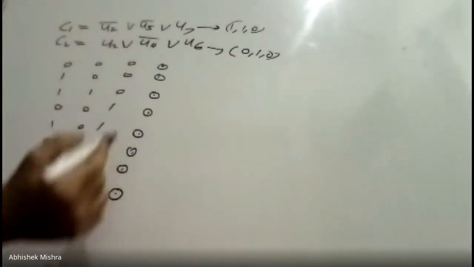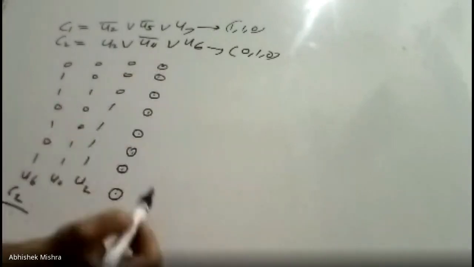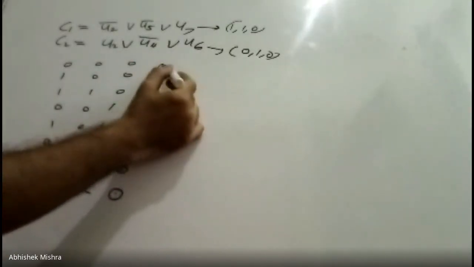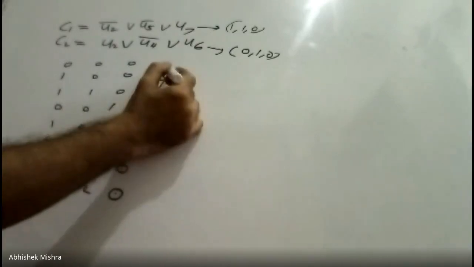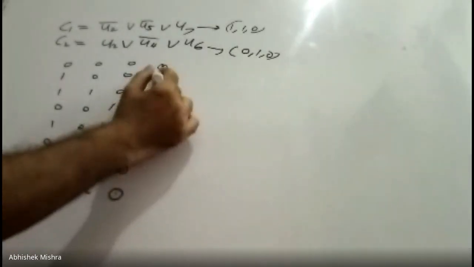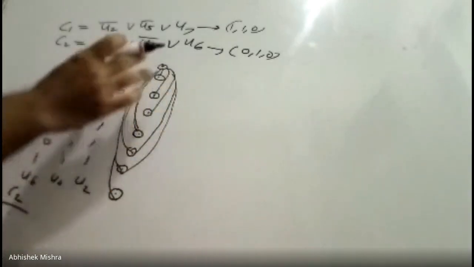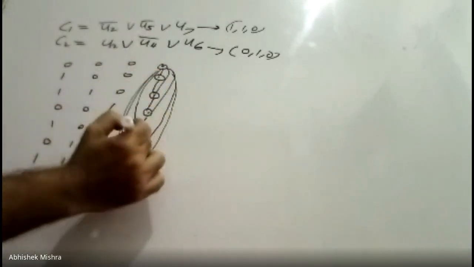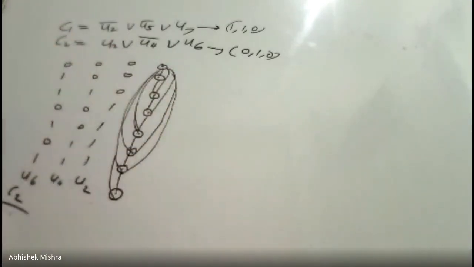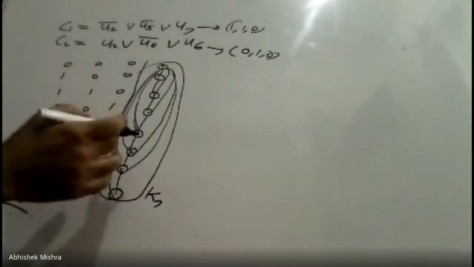So this is one cluster corresponding to C2, and this is a complete graph. Complete graph means given any pair of vertices, we have an edge. I have not drawn all the edges because it will be very complicated. So this is a complete graph K7, a complete graph of 7 vertices.